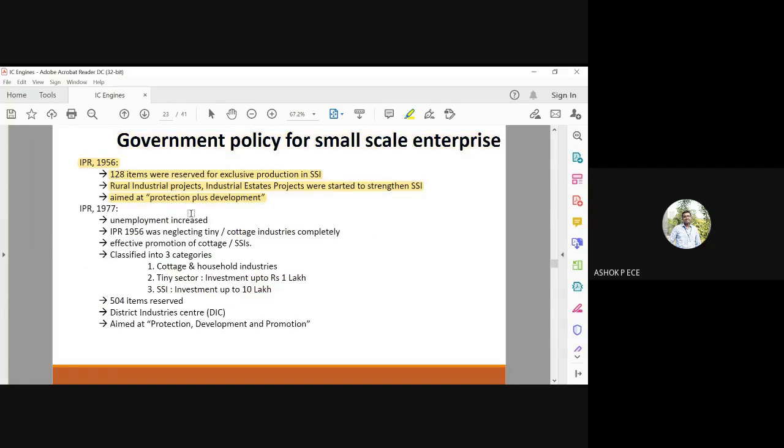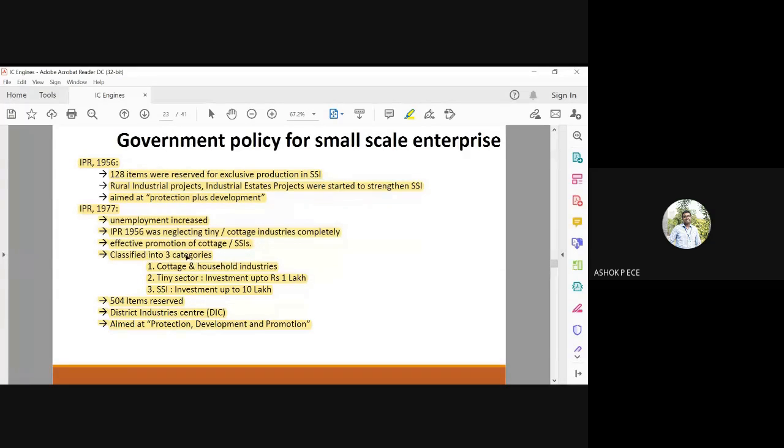In 1977 we had the next amendment after a gap of 20 years. All the industries were established, and in 1977 this law was amended. So what was the amendment? Unemployment had increased, so there was a need to amend this law. And in 1956, whatever the IPR was, they were neglecting tiny cottage industries completely. They were not taken into account. So in 1977, the effective promotion of cottage industries was done by SSI.